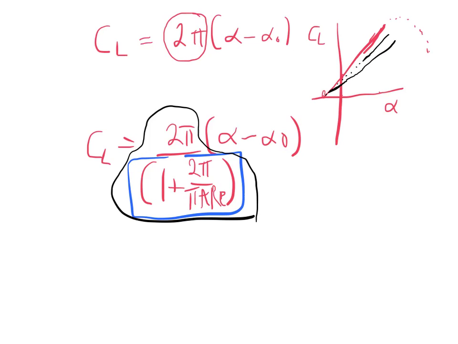So here are 3 slopes. The 2D in red is the theoretical 2D solution, and then you have black of decreasing aspect ratio. So aspect ratio is going down in this case. So it affects your lift curve slope. And that is the effect of the induced angle of attack. And again, this is valid for high aspect ratio.